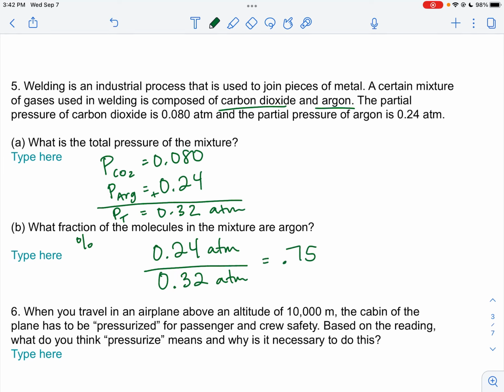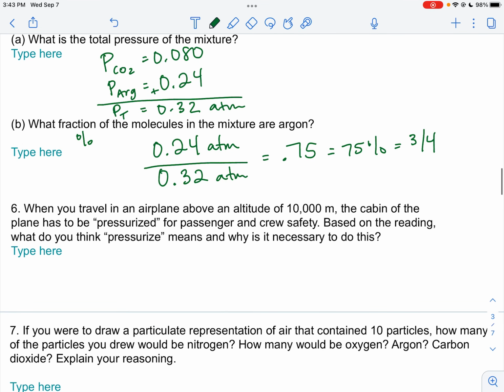So 0.75, you can leave it like that. We know that's the same thing as 75%. That's the same thing as 3/4. So all the question is really asking is how much of our total mixture is argon. And we can use the pressures to figure that out.